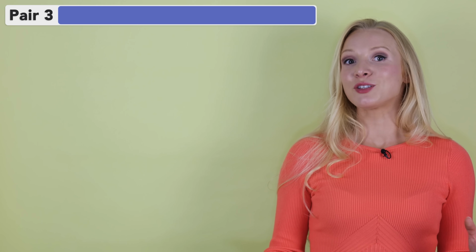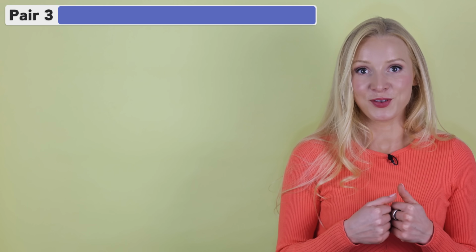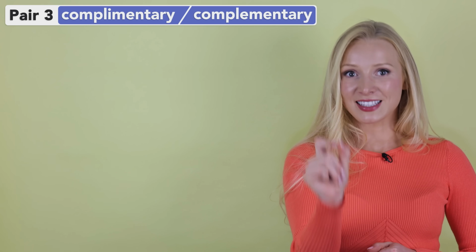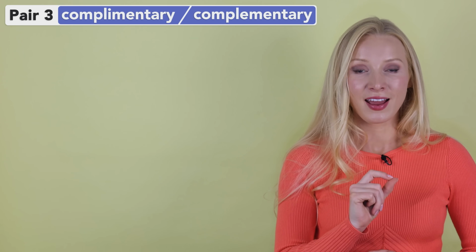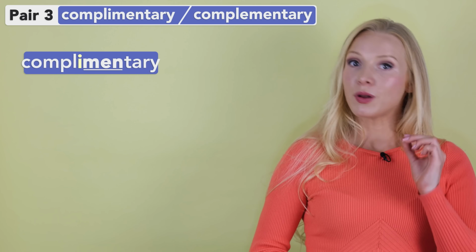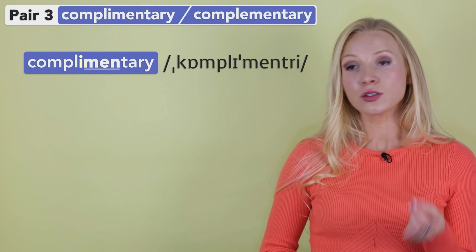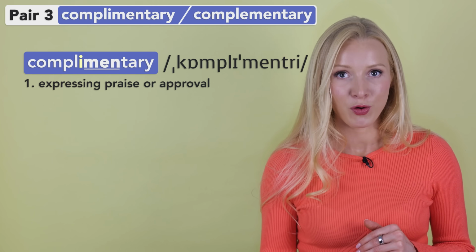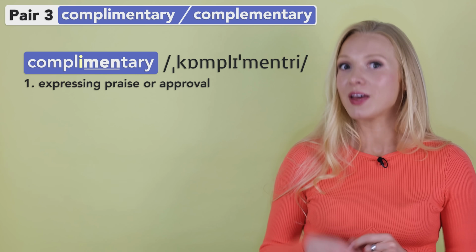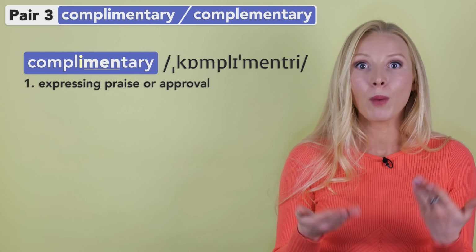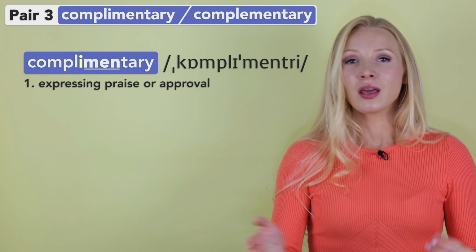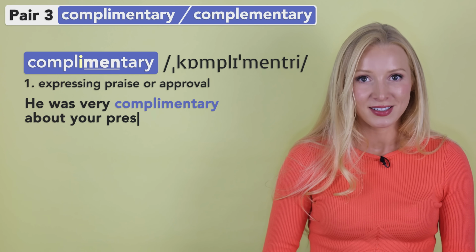All right, the next pair is one I get confused about sometimes when I'm writing. Complimentary and complementary. They're pronounced the same, but one is spelt with an I and the other with an E. Complimentary with an I has two main meanings. One is expressing praise or approval. That's not too hard to remember, as the noun and verb form compliment is also spelt with an I. An example: he was very complimentary about your presentation.